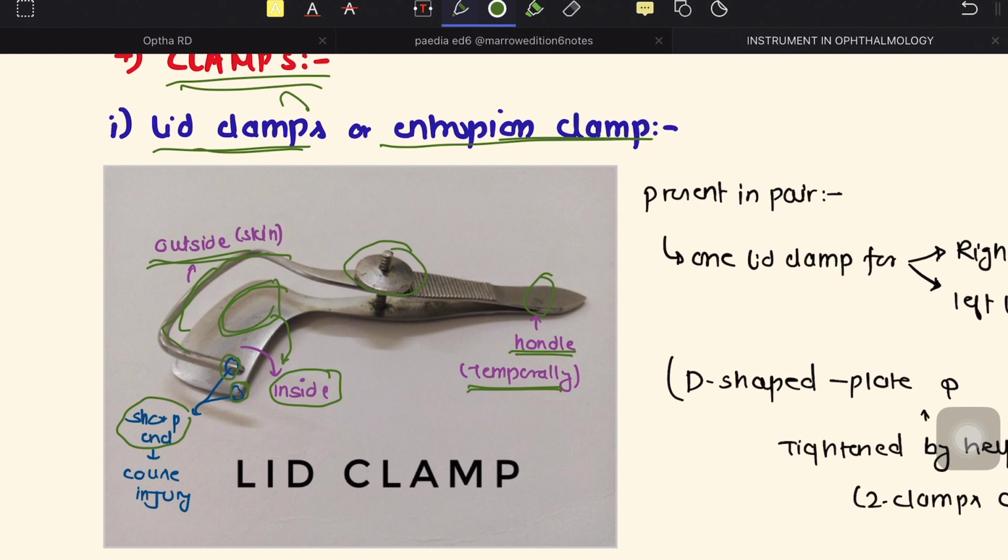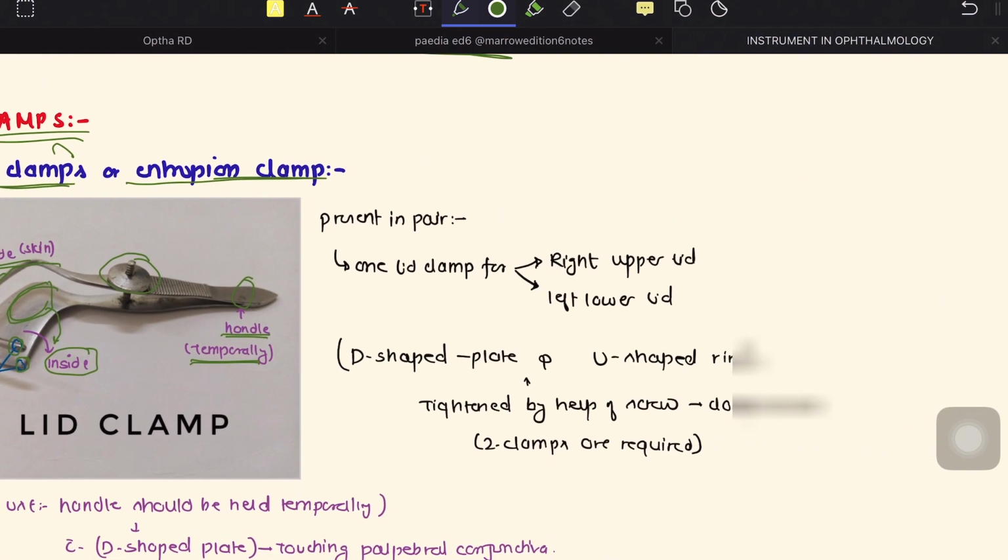So it is not a universal clamp, right? So it is not a universal clamp. It should be used for the eyes where the surgery is meant to be done. So it is present in pair.